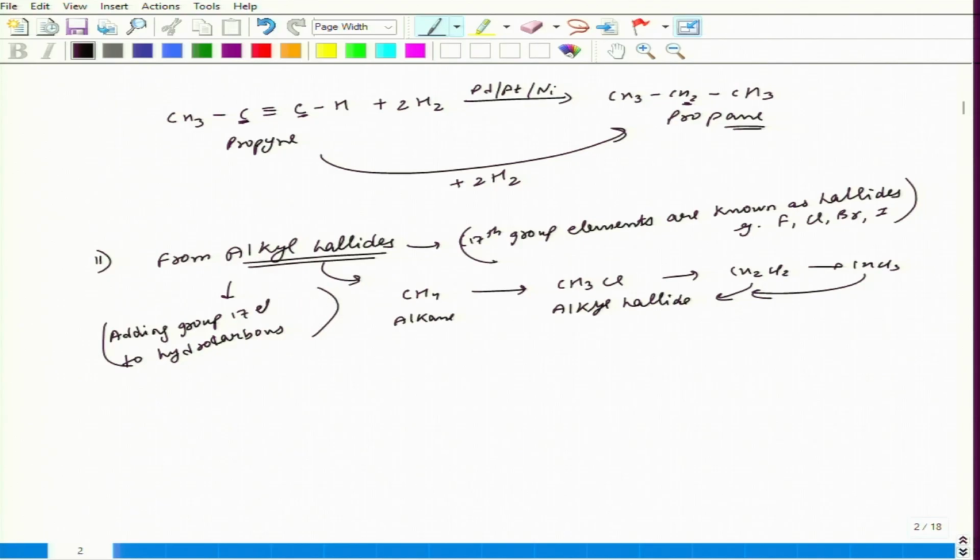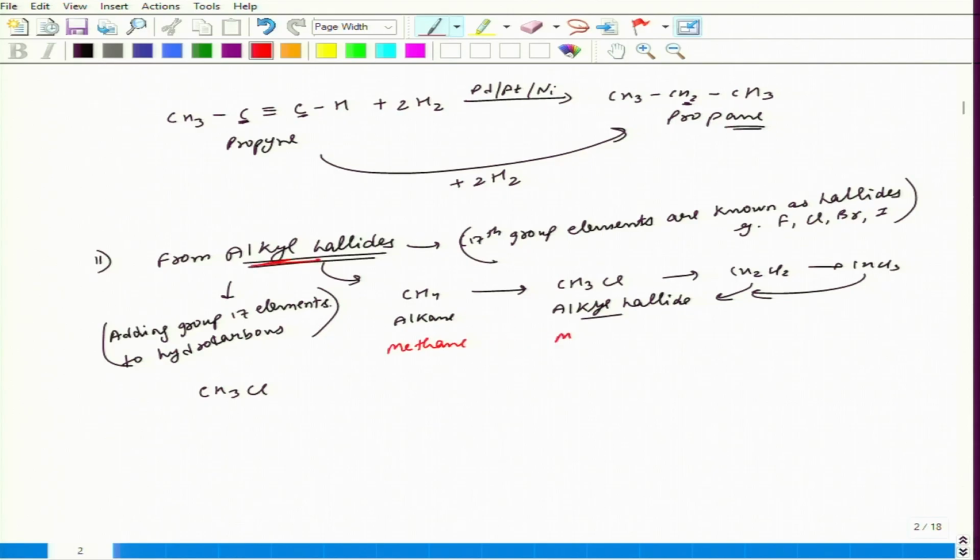That is the meaning of alkyl halides. Okay. So, how can we synthesize the alkanes from these alkyl halides? Let us take an example of this alkyl halide only, CH3Cl. Now, what we will call this CH4 is methane, okay, CH4 is methane.